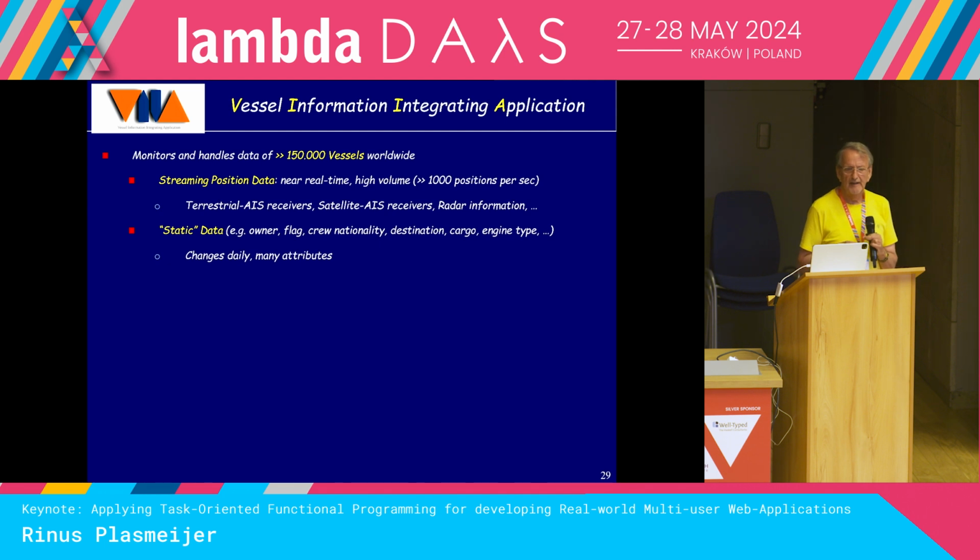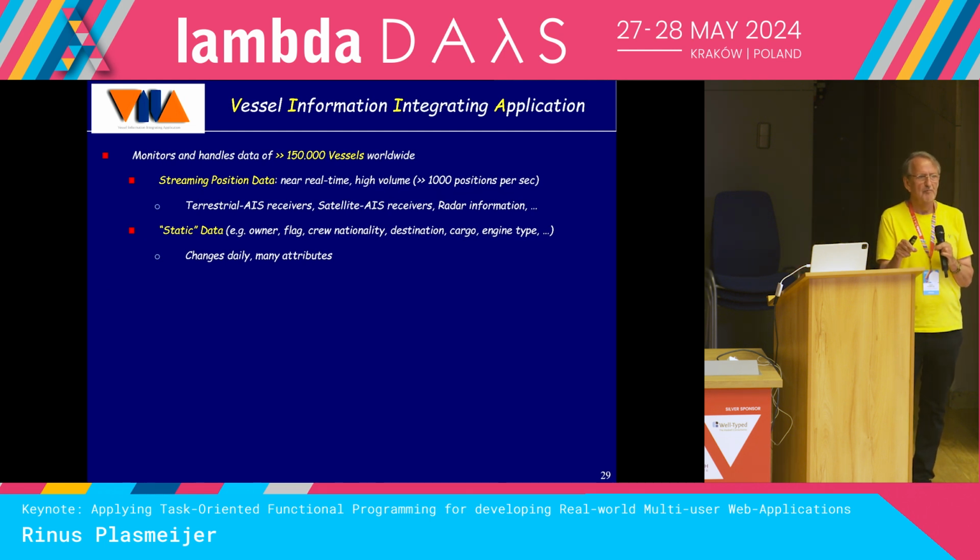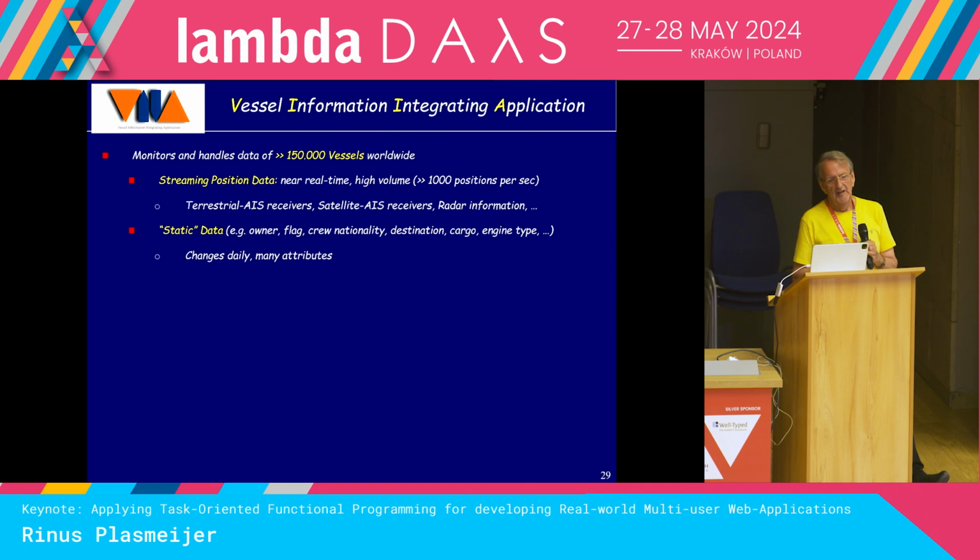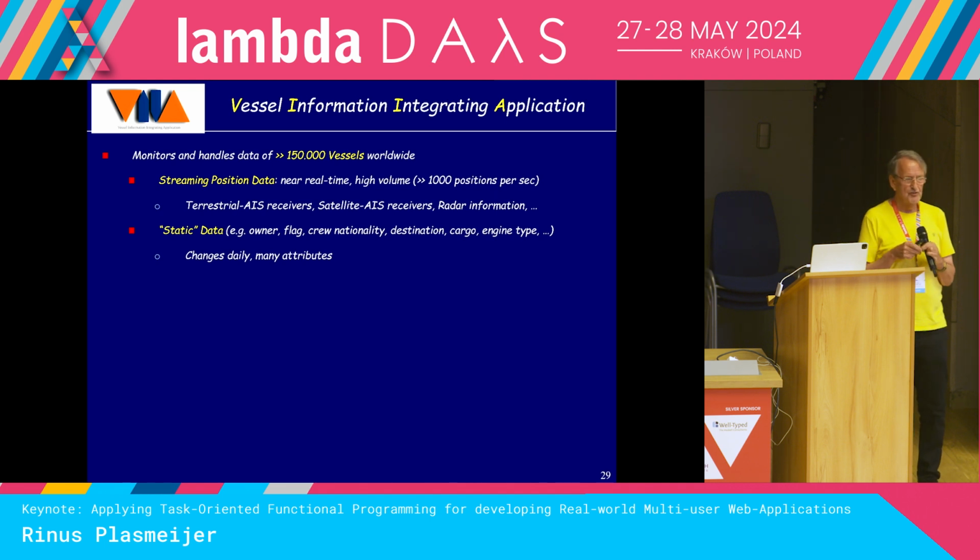It's called VIA, Vessel Information Integrating Application. Well, what's in the name? But what it does is it collects all types of information of the vessels. So each vessel should have a transponder on board to tell them who they are and where they are. And all this information can then be received by AIS receivers. You can have them on shore, and you can have them on satellite.